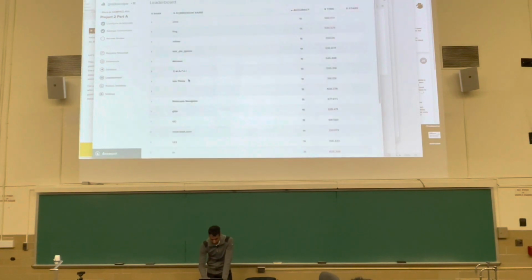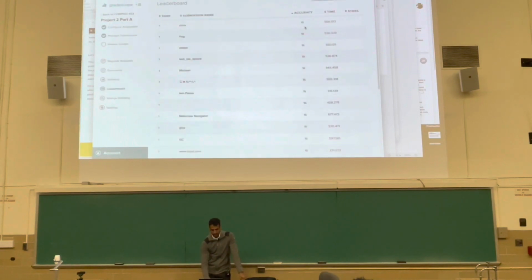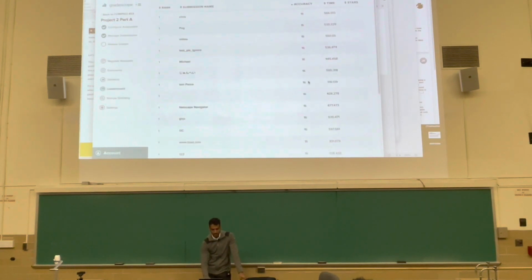Okay, if you look at 2A's leaderboard, there's only one metric, right? That's the accuracy metric. So these are all the submissions passing all 16 tests. If you look at time, this took 566. This actually is faster at 408. But this column really doesn't mean anything in 2A because we only are looking at correctness, right?